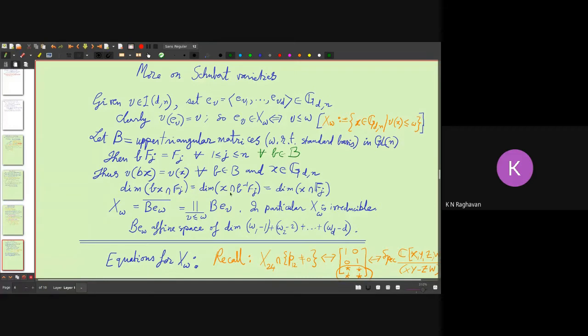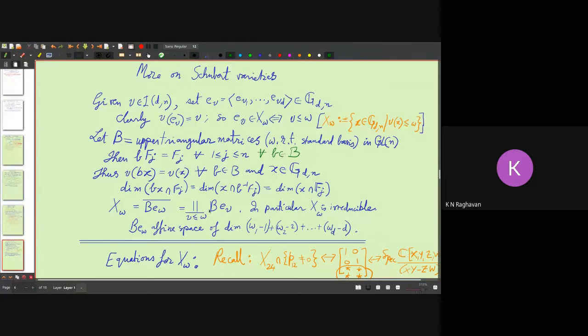I mean, the intersections, everything works out, right? So if I multiply this by b inverse, I get x here and b inverse Fj, but b inverse Fj is Fj. So this shows that Vbx is equal to Vx. So if I multiply an element x by an element of B on the left, its V doesn't change. Okay, and so from this it's easy to see that XW is nothing but the B orbit closure of the special point EW.